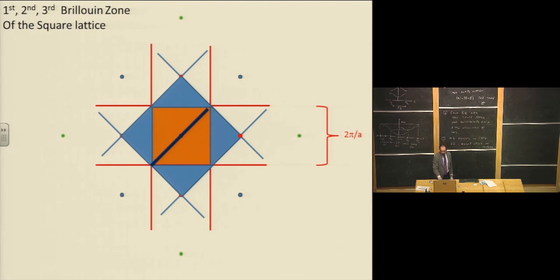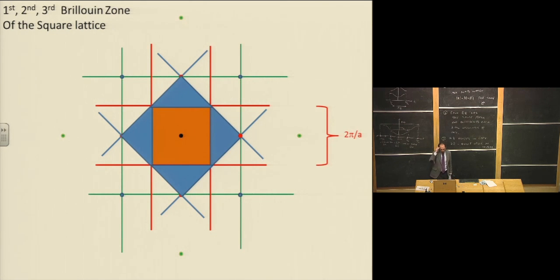So we can keep going on, looking for the third Brillouin zone. And to construct the third Brillouin zone, we have to put perpendicular bisectors to these green points. So let's do that. Put down those green lines, which are perpendicular bisectors to the green points, and we fill in the area now green, and let's check that it satisfies the definition.